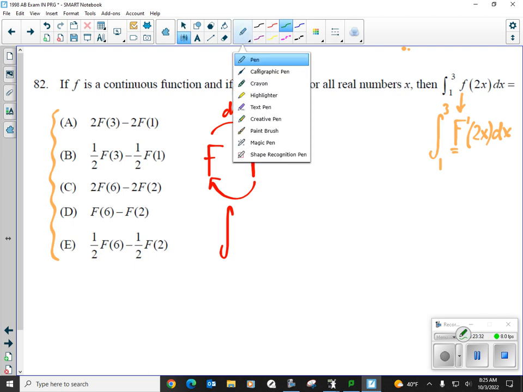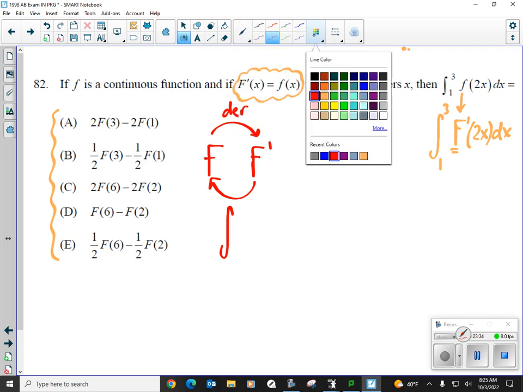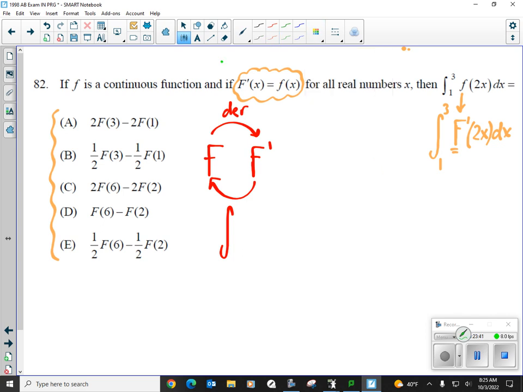All right, so let's go a little, ooh, let's go with a soft green. All right, that's a pretty green.